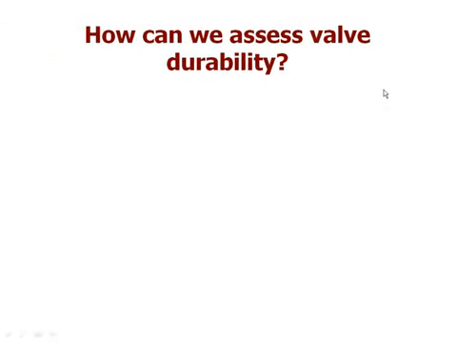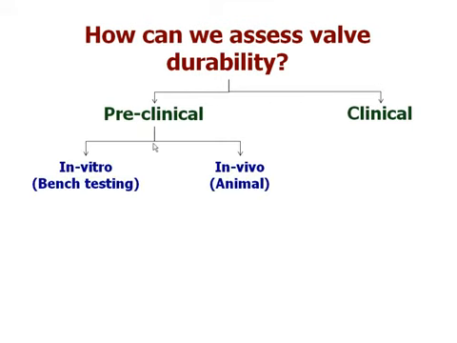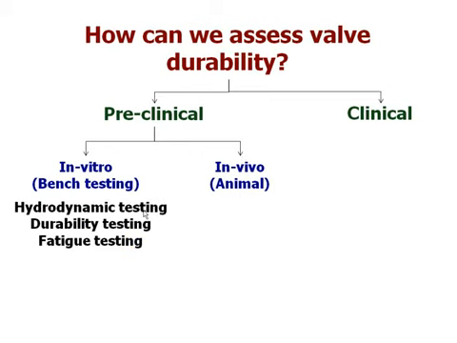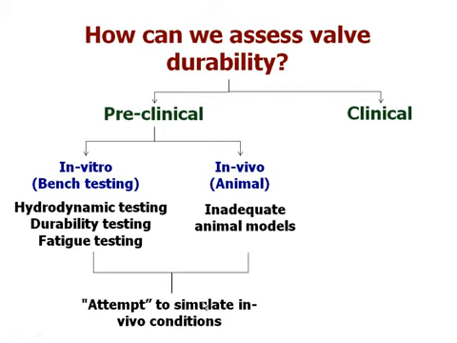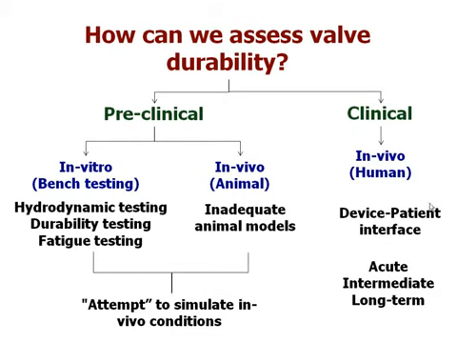So how can we assess valve durability? You can look at the preclinical and clinical stages. The preclinical, we have the in vitro bench testing and the in vivo animal testing. The in vitro bench testing, which we'll go into in a little more detail, has hydrodynamic testing, durability testing, and fatigue testing. And at the moment, we have inadequate animal models that simulate in vivo conditions. The proof in the pudding is going to be in the clinical in vivo human experience, and this is where our answer is going to be in terms of durability. And we have to understand the device-patient interface that we had mentioned previously at the acute, intermediate, and long-term times.